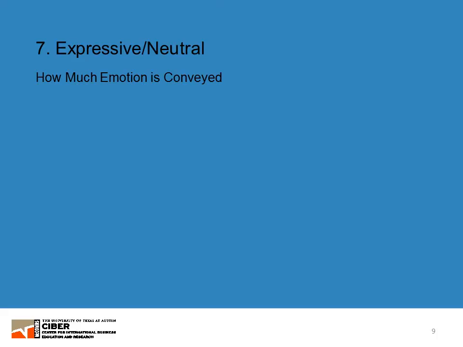The expressive neutral dimension has to do with how much emotion people convey. Expressive people show their emotion, in private and in public. Their body language and facial expressions are easy to read, even from a distance. They may get loud when expressing a strong emotion. They get problems out into the open quickly.